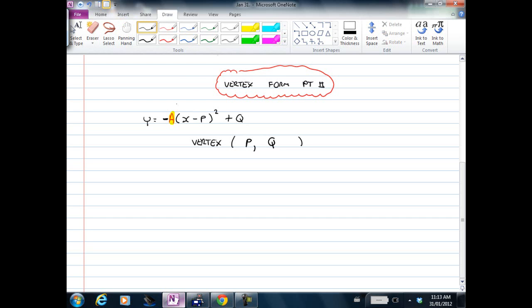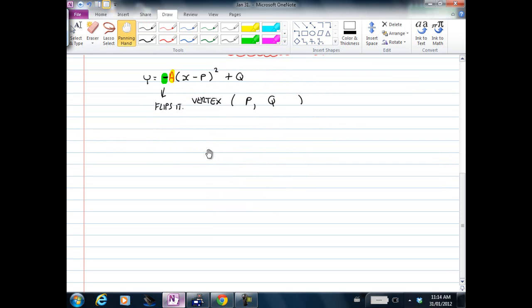But now, we know that this number right here, I'm going to highlight this thing. This thing flips it upside down. Flips it. Okay, keep it simple, nothing too bad. The question is, what does the A value do? What does that A value do?